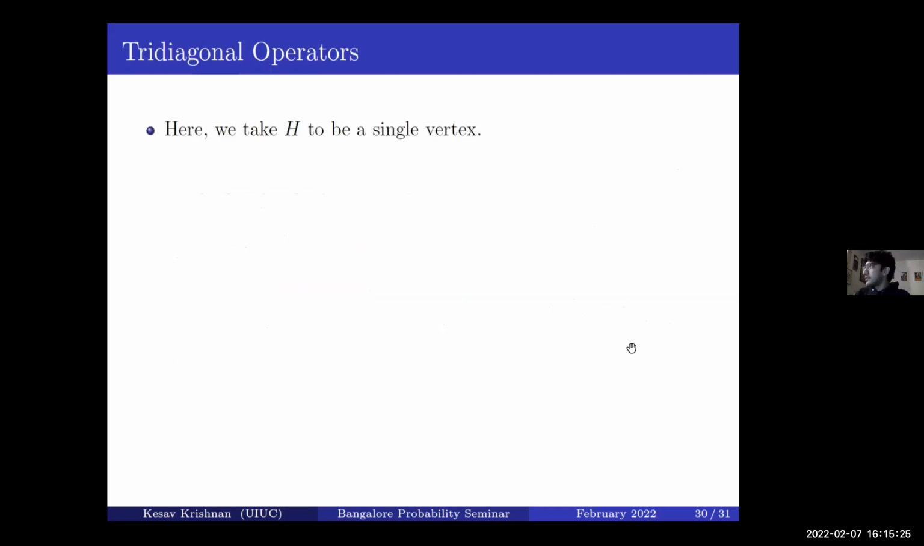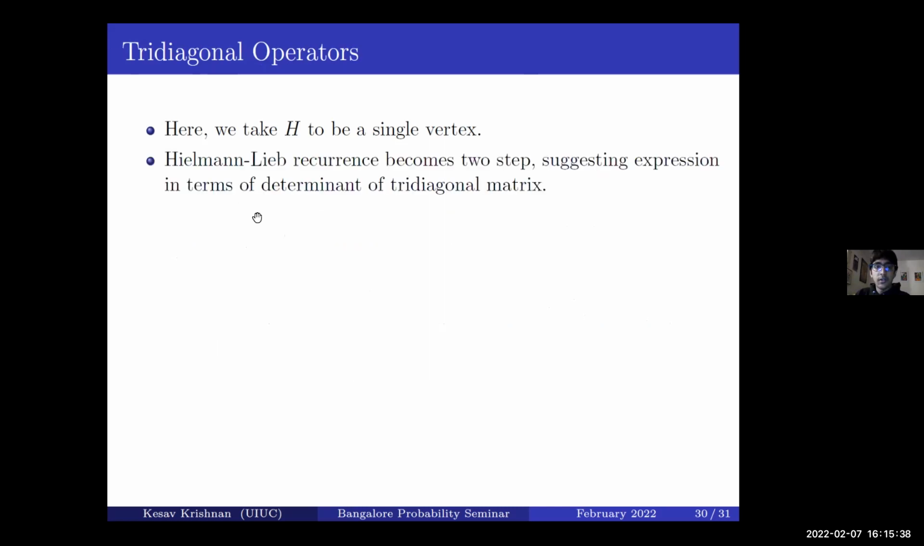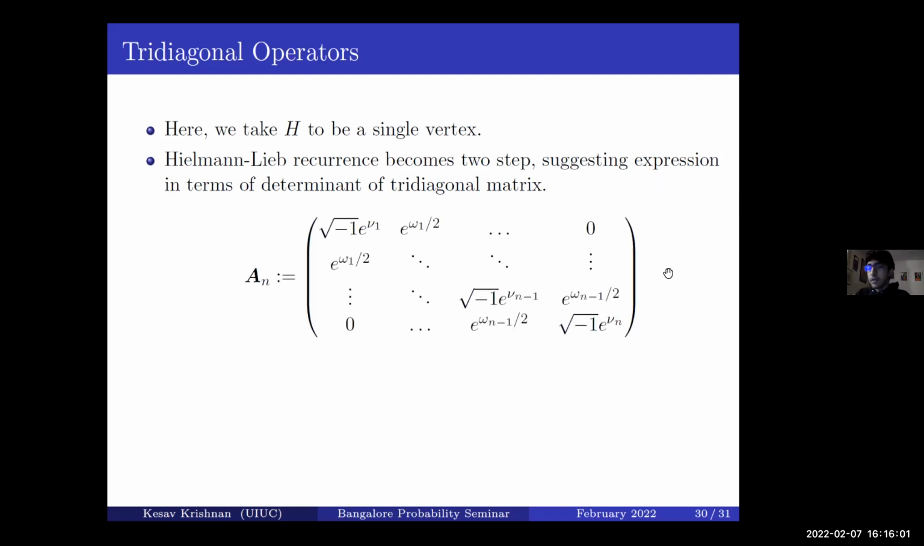And just to wrap up, I thought I'd show some connections to the theory of random tridiagonal matrices. So over here, suppose you take H to be a single vertex, your Hellman and Lieb recurrence will become a two-step recurrence. In other words, you have log of Zn corresponds to some constant times log of Zn minus 1 plus some constant times log of Zn minus 2. And that suggests an expression in terms of the determinant of a tridiagonal matrix. And you can indeed do that.